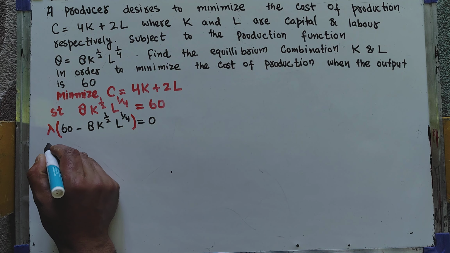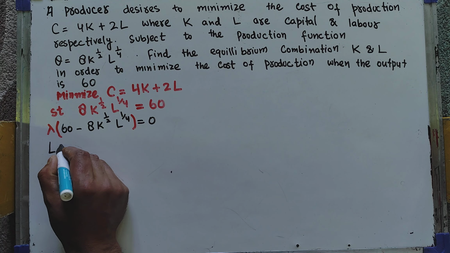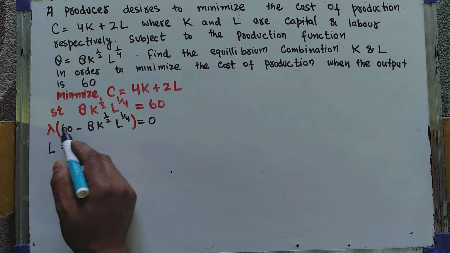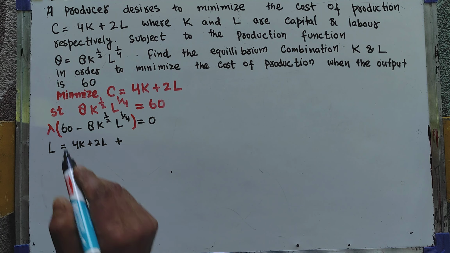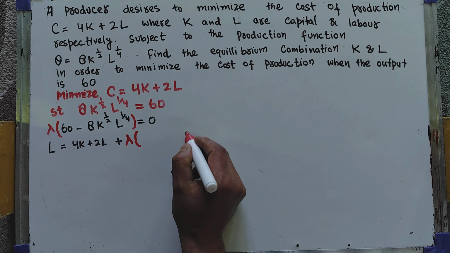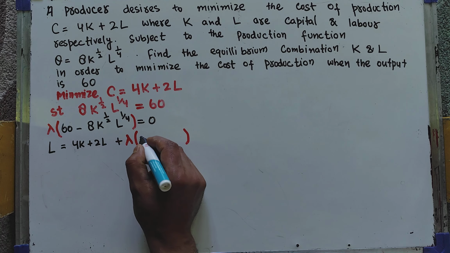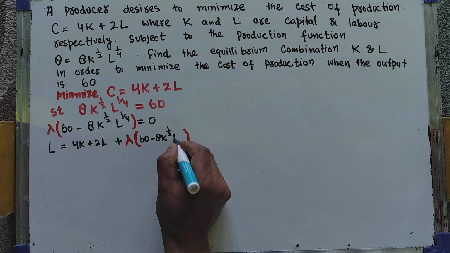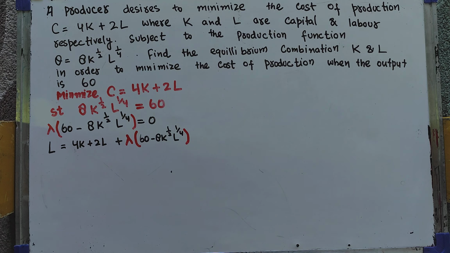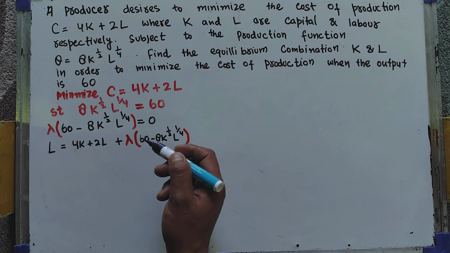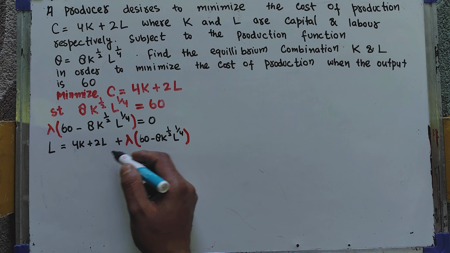Now the third step is we form the Lagrangian function, which is equal to the objective function, which is our cost function, and the resulting constraint that we have formed. So it will be equal to 4K plus 2L plus lambda times 60 minus 8 K to the power 1 upon 2 times L to the power 1 upon 4. This is our Lagrangian function to find out the optimal combination of capital, labor and lambda. So lambda denotes the shadow price. I will not explain lambda here.